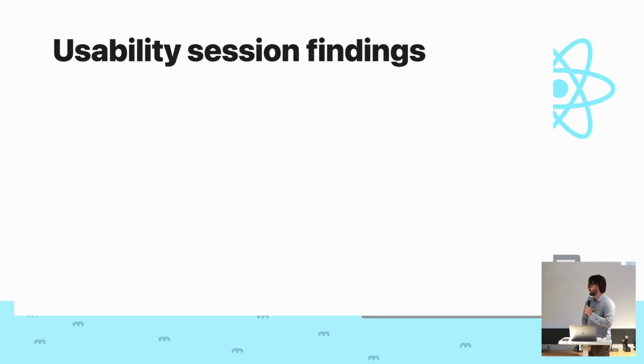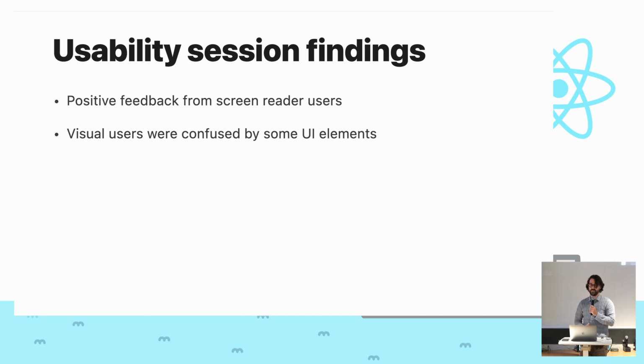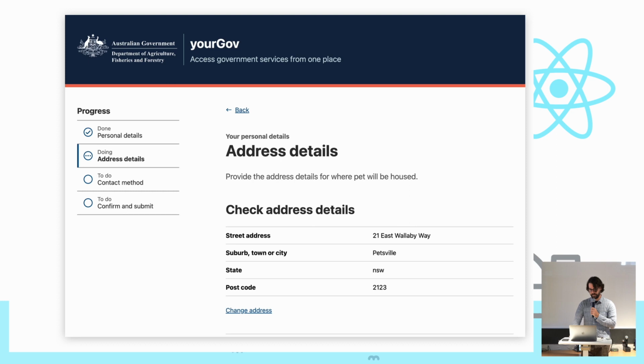And some of the findings that came out of this were really fascinating. So the screen reader users provided overall positive feedback. They were able to navigate around the page using shortcuts and interact with our components using keyboard input as expected. But the visual users were pretty confused by some elements on the page. They were confused by some icons looking like radio buttons, or unclear with some copy that was on the page as well. So we knew we had to do some work for our visual users.